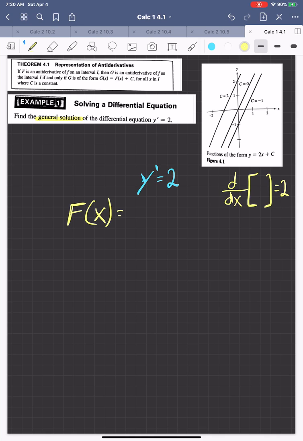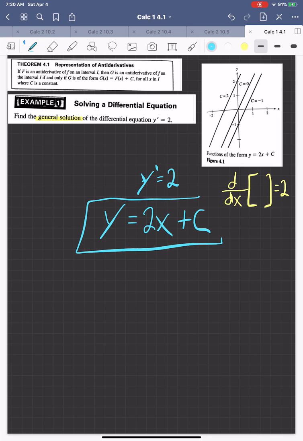that something, I'll use y instead of a capital F, just because I want to mirror their notation. So if y prime is 2, then y must have been what? Must have been 2x plus, because we don't know if there was a constant added to it. So 2x plus c. This is the solution to this differential equation.